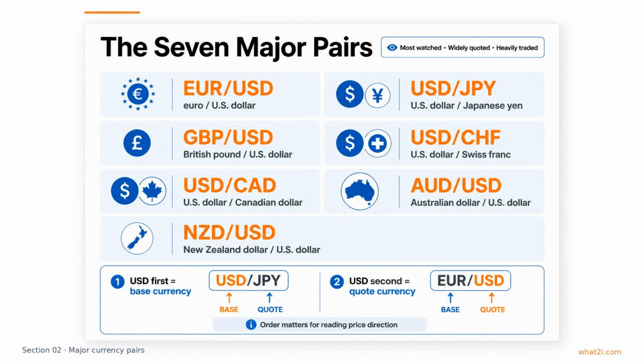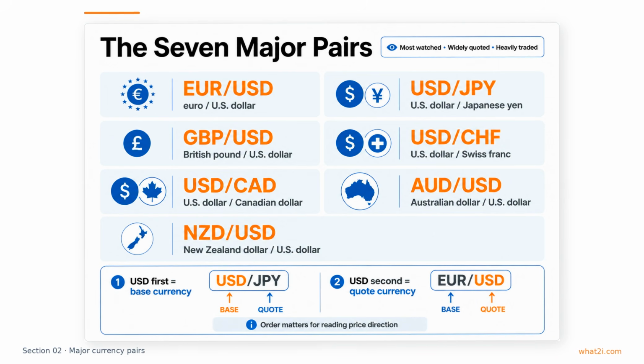The 7 major pairs are EUR/USD, USD/JPY, GBP/USD, USD/CHF, USD/CAD, AUD/USD, and NZD/USD. These are the pairs most widely quoted and most frequently traded around the world. Because they are so active, they are usually the first symbols new traders become familiar with.